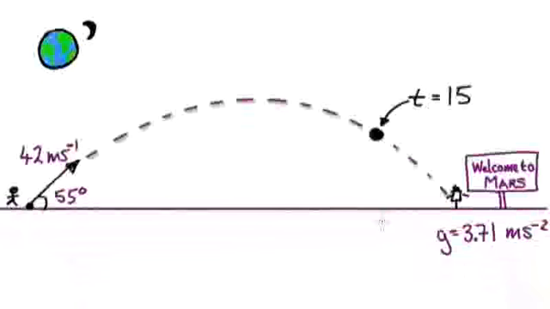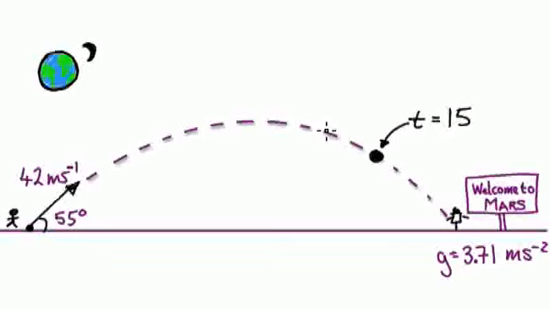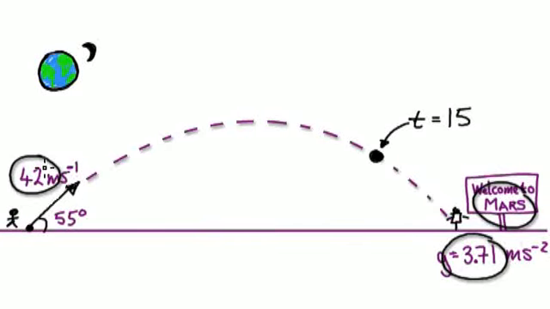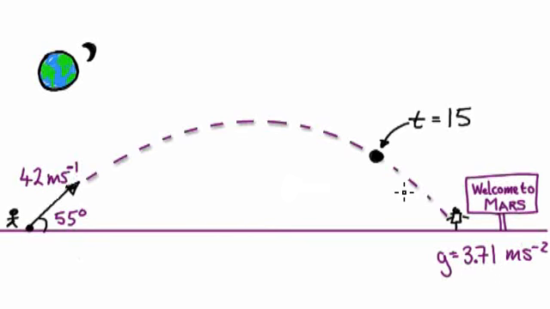Okay, let's give you guys some more practice. So again, similar to the previous video, we're on Mars. Gravity on Mars is still this, but this time we're going to shoot the cannonball at 42 meters per second at an angle of 55 degrees. Find out the exact position of the cannonball after 15 seconds.